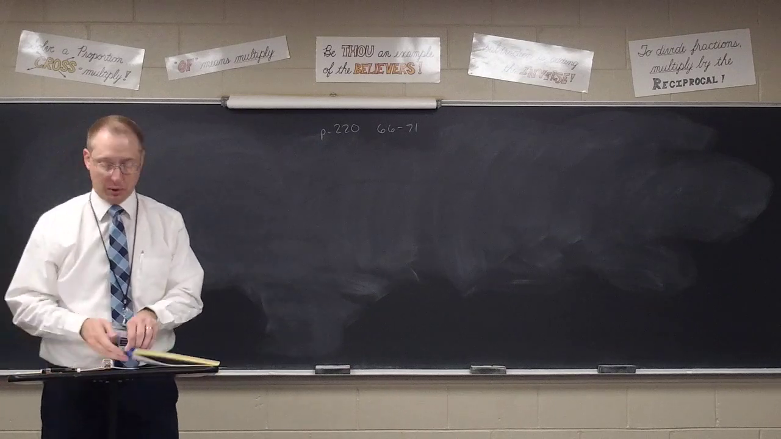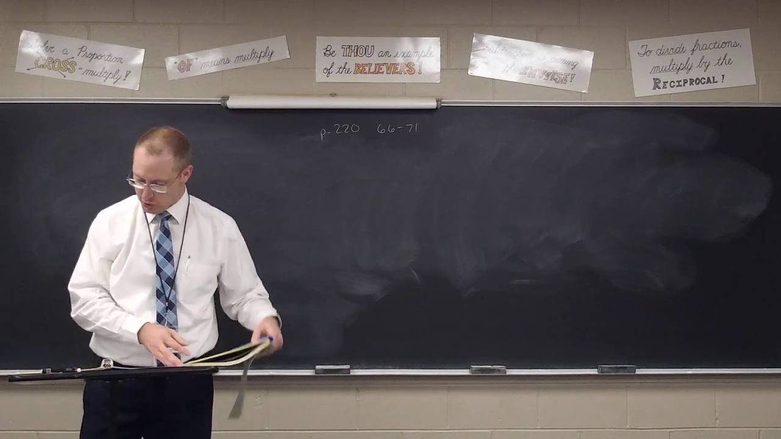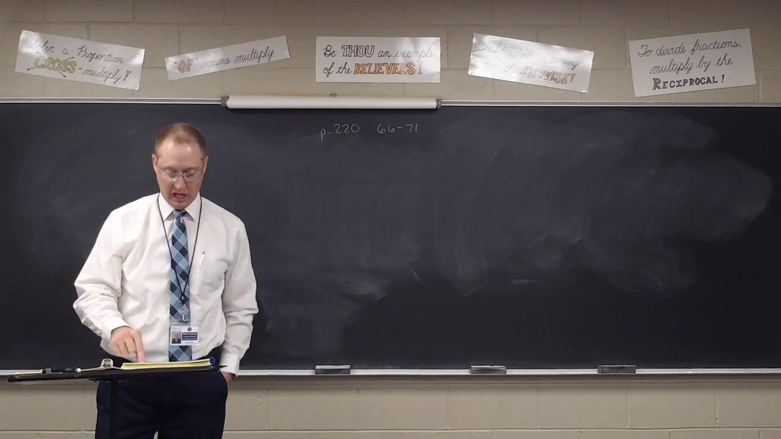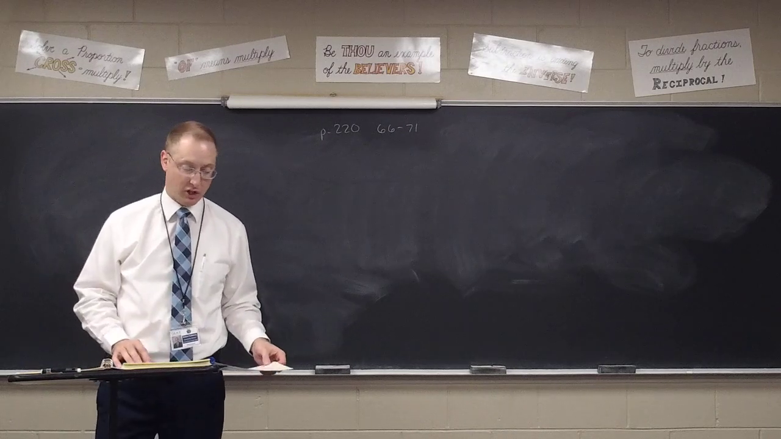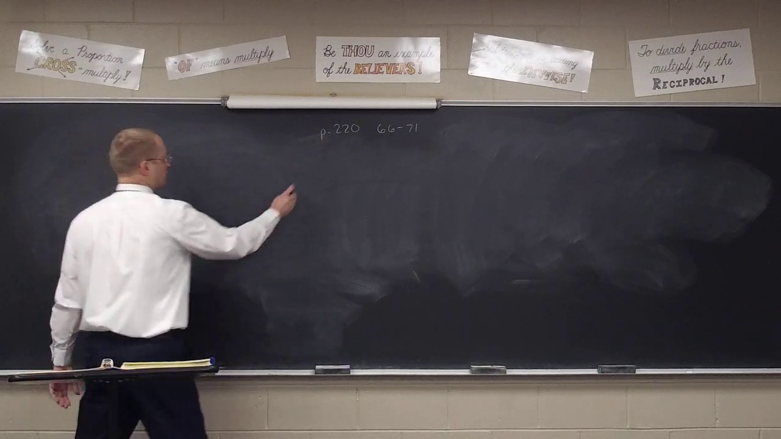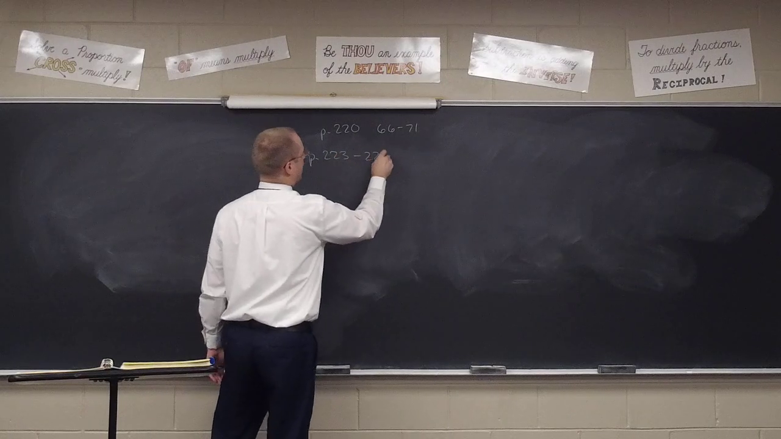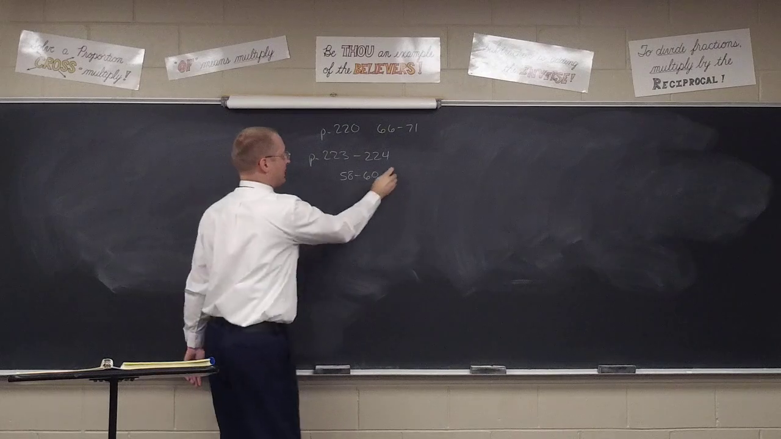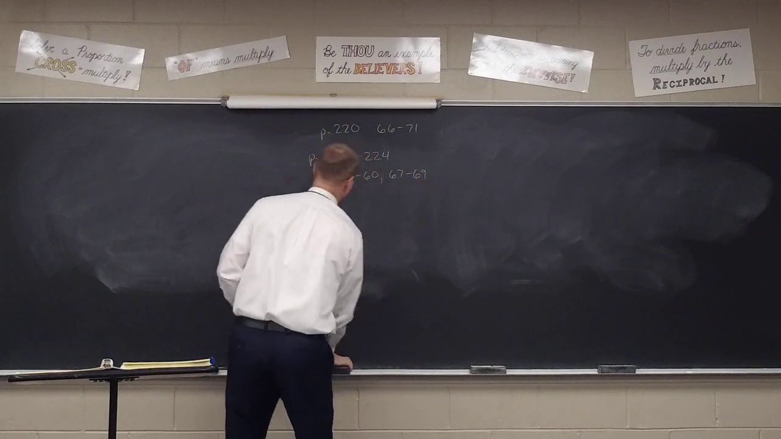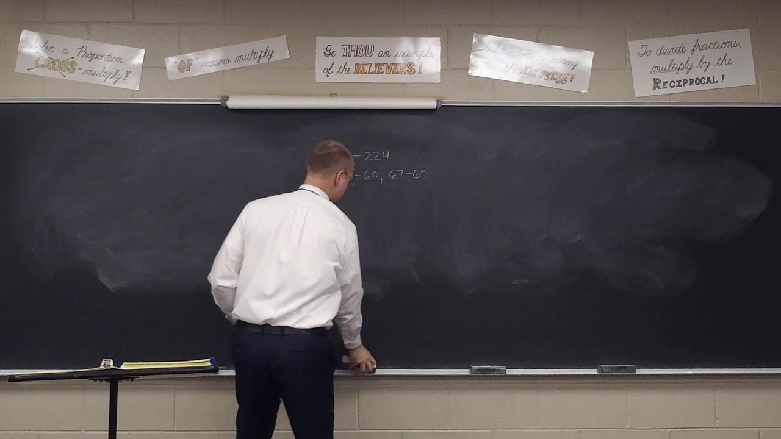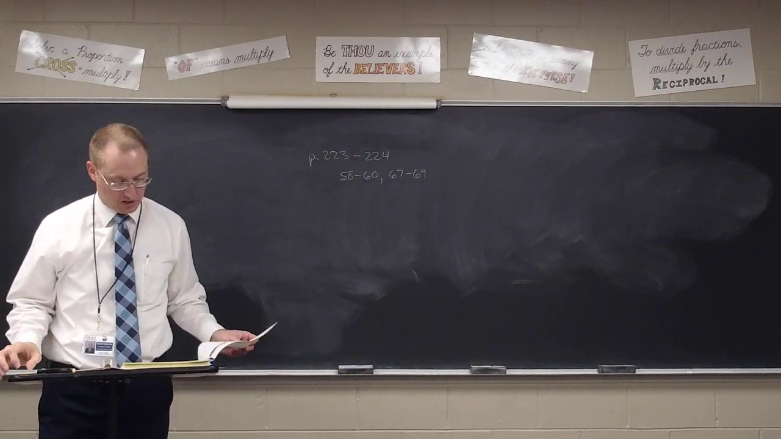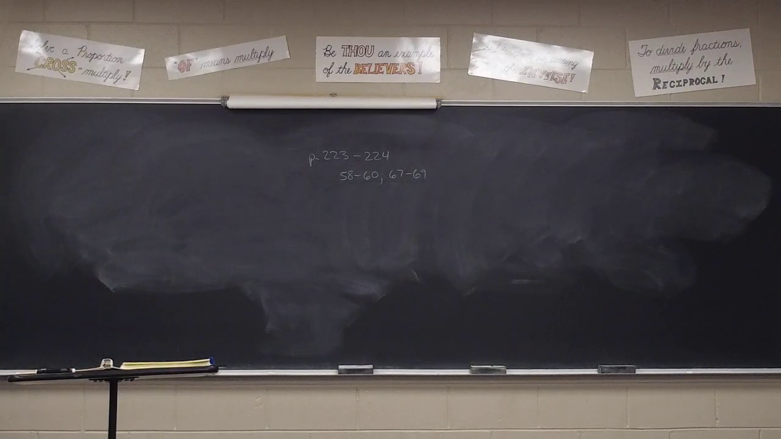Flip over to page 223 now. At the bottom of the page you see a little review section. If you turn the page, you'll notice that the review section continues. I want you to do pages 223 to 224, numbers 58 to 60, and 67 to 69. So just 6 more of these conversions to practice. Take just a couple minutes to work on these also.